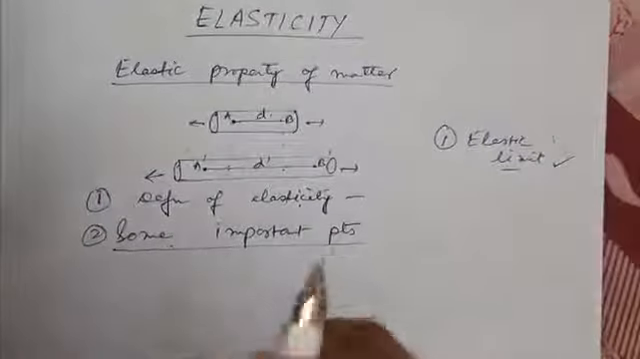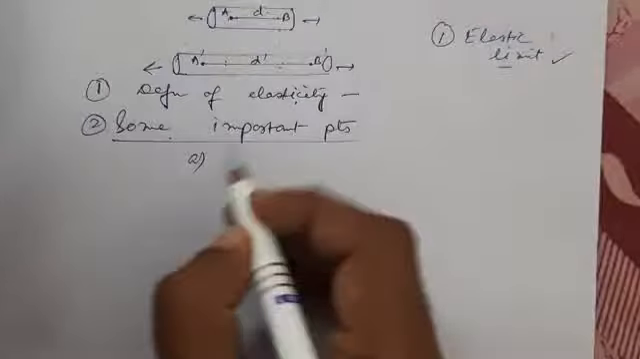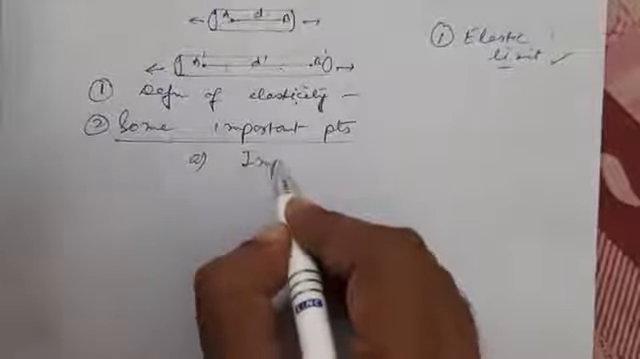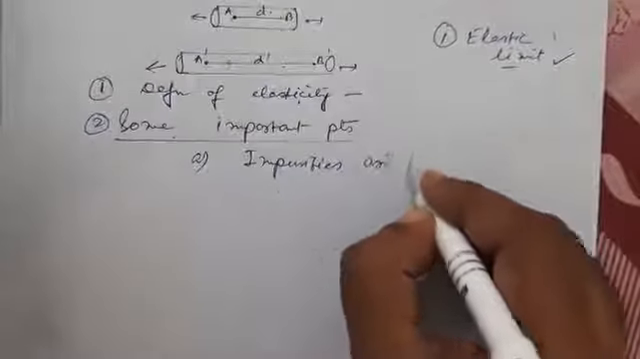Now, some very important points. First thing is the presence of impurity. Now, what happens when impurities are present?